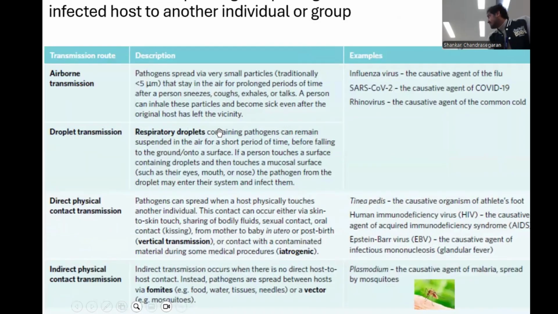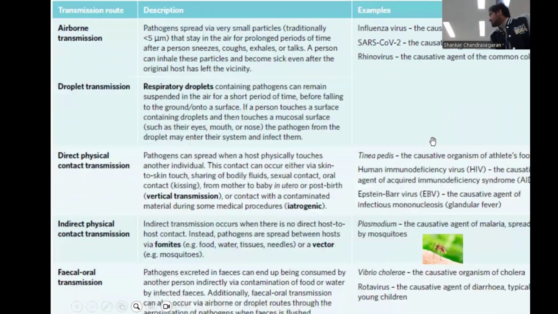So we have a bunch of different diseases on each of them, and each of them has different features. For example, with airborne disease, the pathogen is in small particles, traditionally smaller than 5 micrometers, and they stay in the air for prolonged periods of time. And this can be due to a person sneezing, coughing, even exhaling, right? They have these particles that can just persist in the air. And think of it like this.